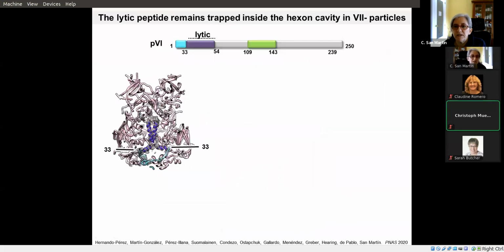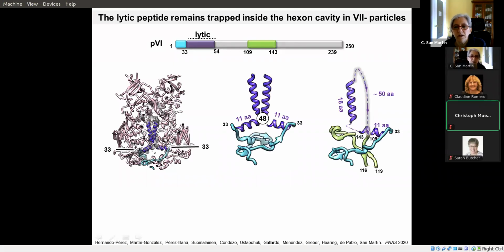Now, the interesting part here is that this next part of the sequence in the protein contains the amphipathic helix that has the membrane lytic activity. And indeed, we can fit them as some standard alpha helices. So we believe that we are seeing now the location of the lytic peptide inside these particles. And we came up with a model for the organization of protein 6 in the 7- particle.